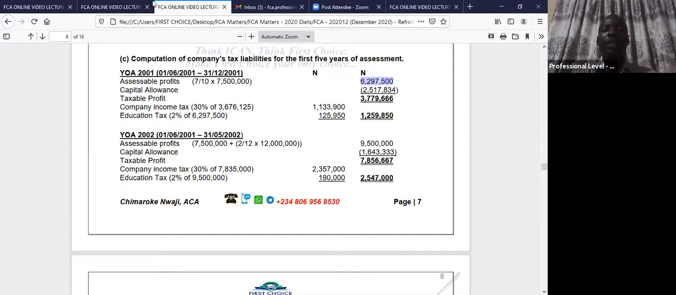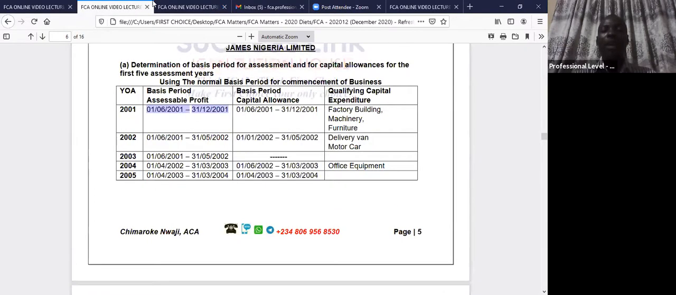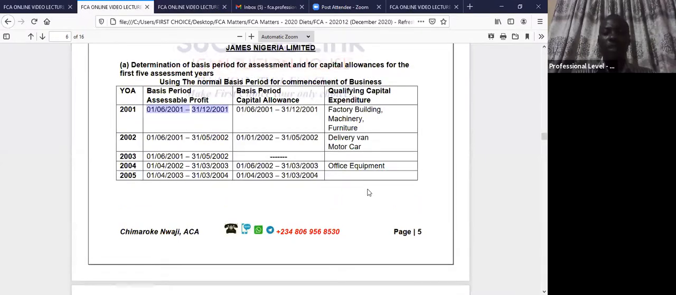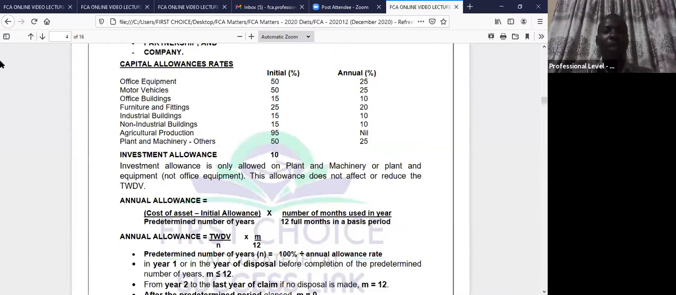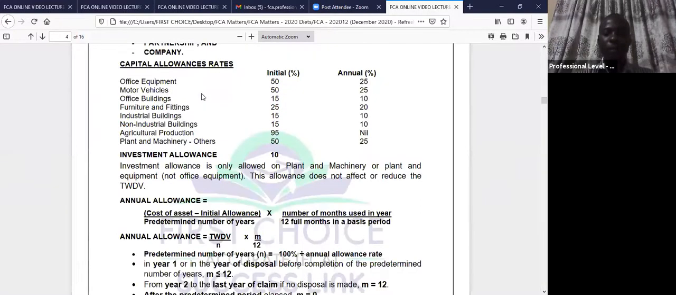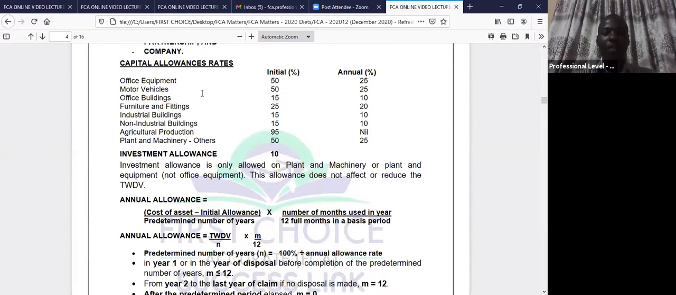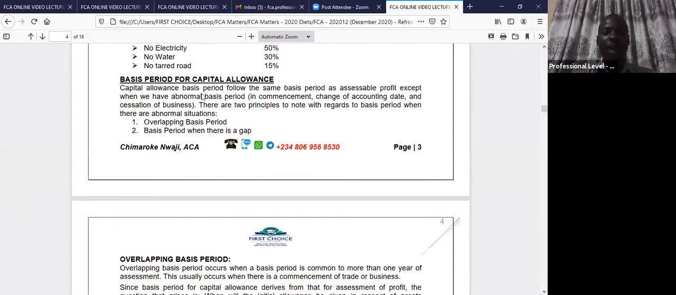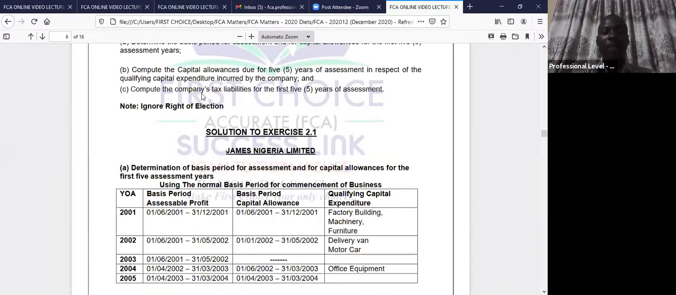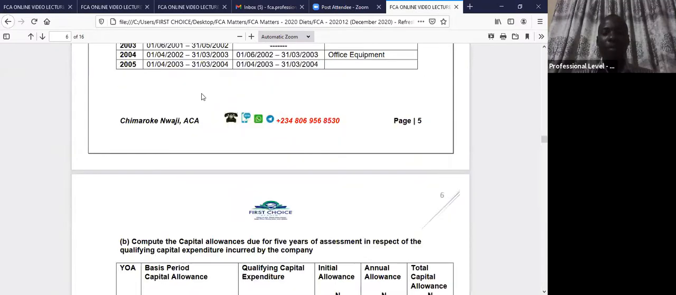Then our capital allowance. What is our capital allowance here? We've calculated it before. So let me just bring this one to show our capital allowance that we've calculated before. So you'll be seeing the figures where I'm taking them from.